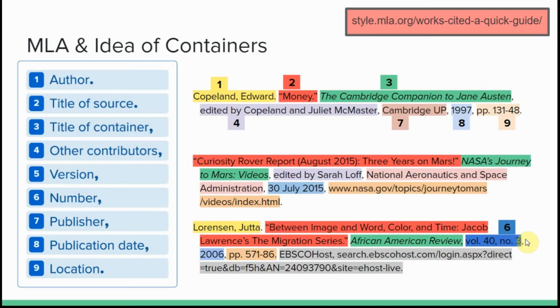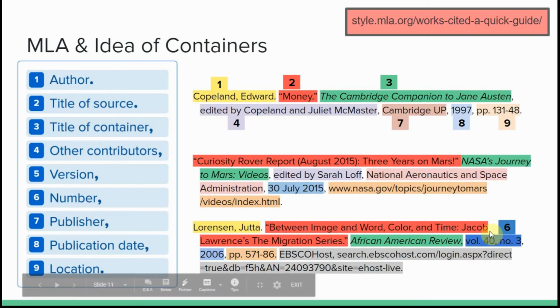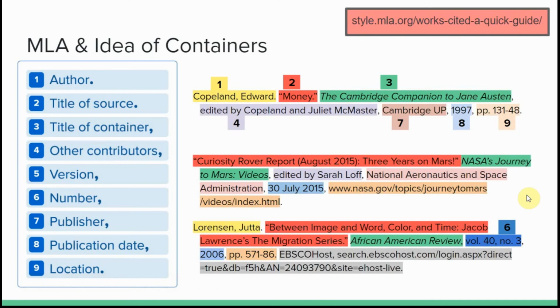This concept of containers is one that I think is useful for understanding writing citations more generally. And the idea of containers is pretty simple and straightforward. Let's say that you have a book and you are citing, using as a source, one chapter within that book. Well, then the chapter itself is your source, but it is contained within the book. So the book is considered a container for the chapter which you are citing.